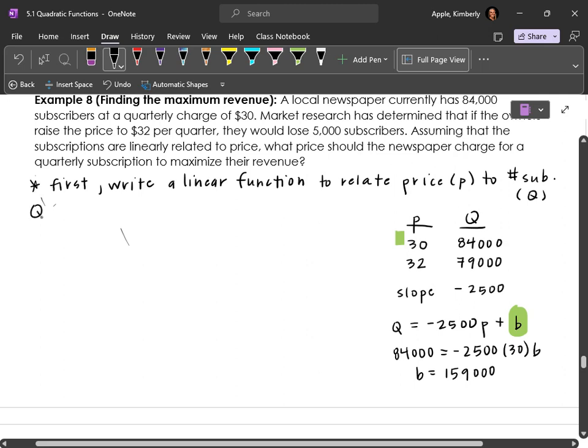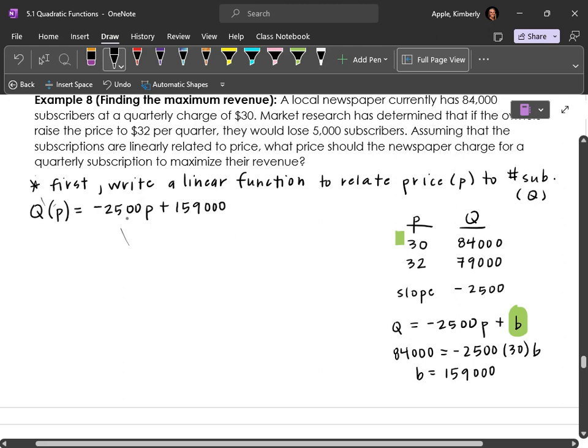So let's write that here. The number of subscribers as a function of price is going to be equal to negative 2,500 times P plus 159,000, which is your intercept. So there's our linear function.